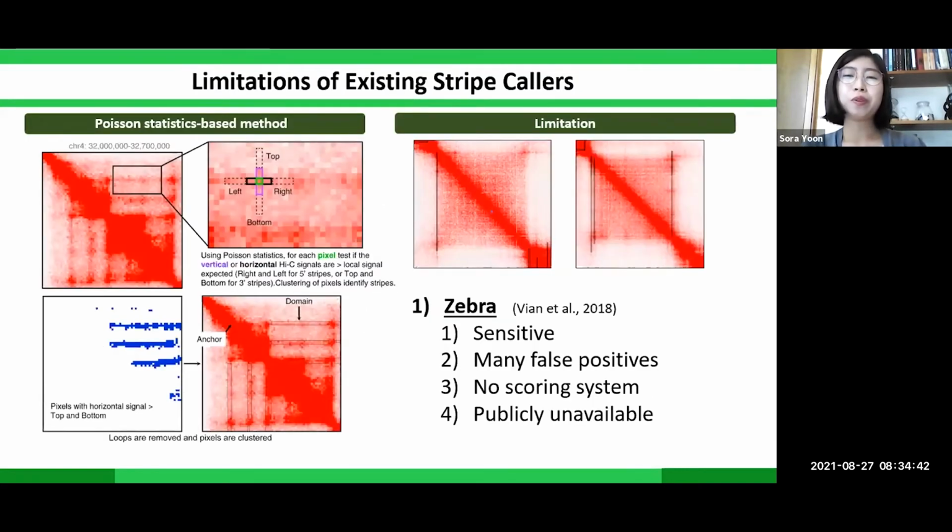There are existing stripe callers. The first one is Zebra, which was developed by Vian in 2018. It uses a Poisson statistics-based method to detect architectural stripes. It is very sensitive, so it detects a lot of candidate stripes. However, sometimes it detects a loop structure as a stripe, which is a false positive. And there is no scoring system for stripes in Zebra, and the original Zebra program is not publicly available.